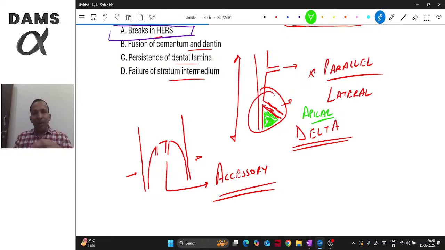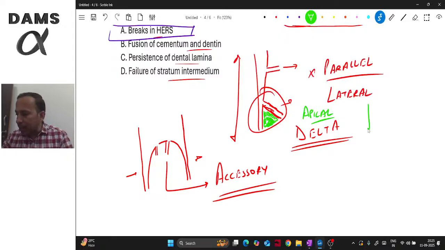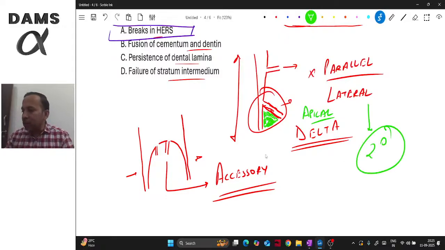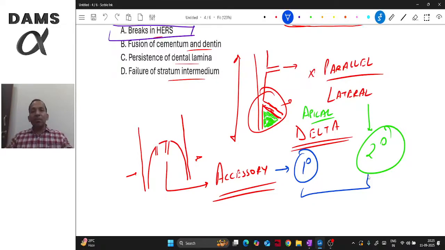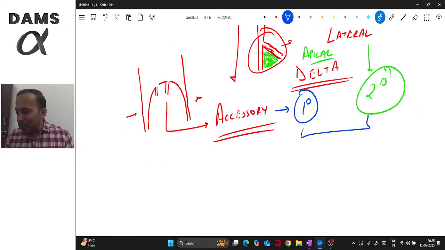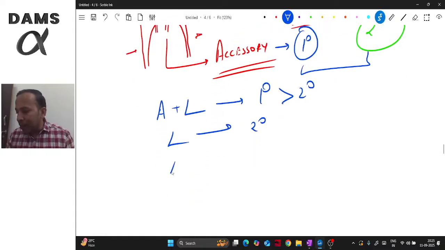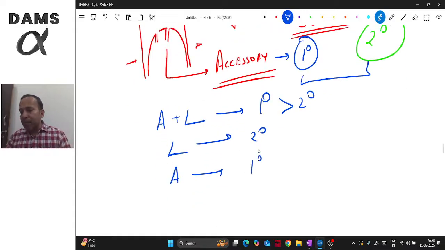These lateral canals are more numerous in the permanent dentition, whereas the accessory canals are more numerous in primary dentition, right? The sum of accessory and lateral canals is more in primary. So accessory plus lateral is more in primary, lateral alone is more in permanent, and accessory alone is more in primary.